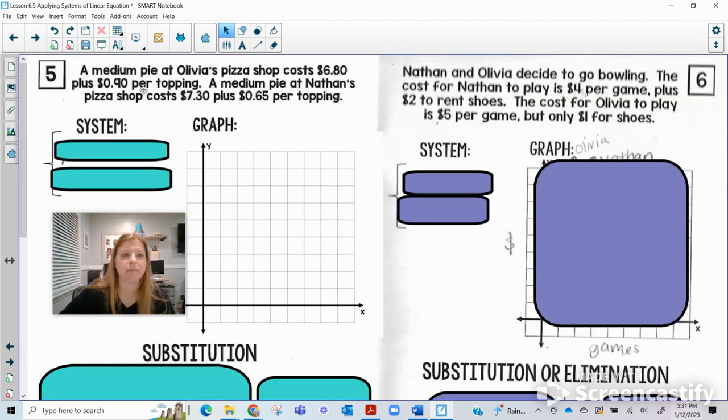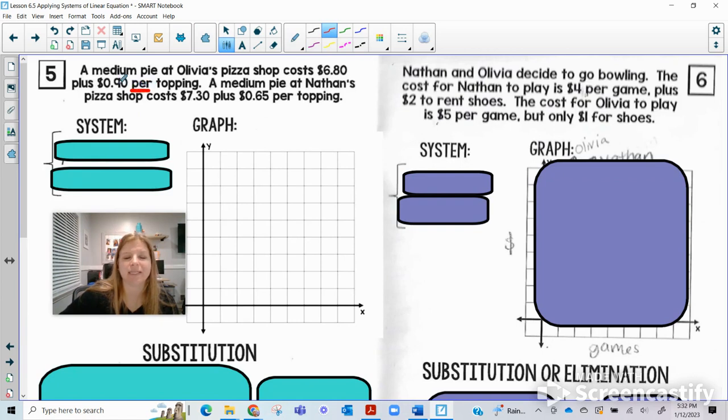Last two problems. A medium pie at Olivia's Pizza Shop costs $6.80 plus 90 cents per topping. A medium pie at Nathan's Pizza Shop costs $7.30 but 65 cents per topping. So Olivia's pizza is originally cheaper, but the toppings are more expensive, whereas Nathan's pizza originally is more expensive, but the toppings are cheaper. The word per for topping, per is going to be your multiplier.